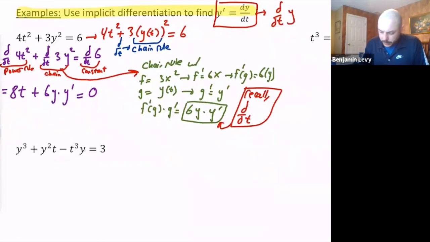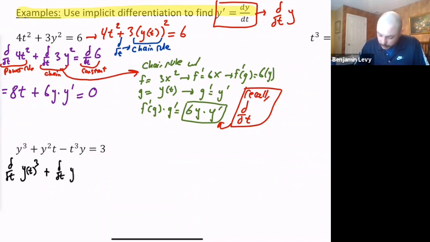Okay, so let's do d over dt of this next one here. I'm going to do d over dt, but this is a y of t, so that's going to end up being a chain rule. I'll write that down in a second. Then we do the derivative with respect to t of this, which is going to be a product rule. And then d over dt of this, which is also going to be a product rule.